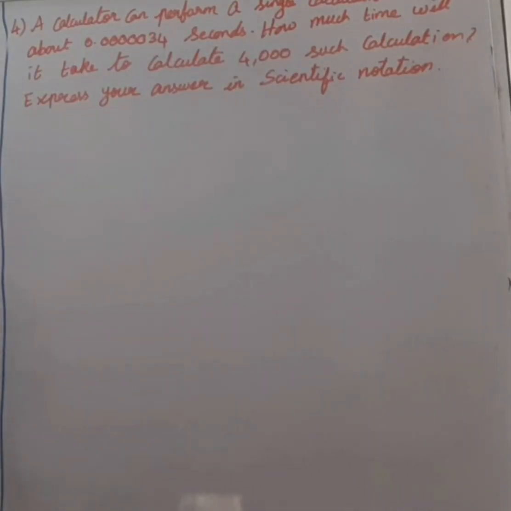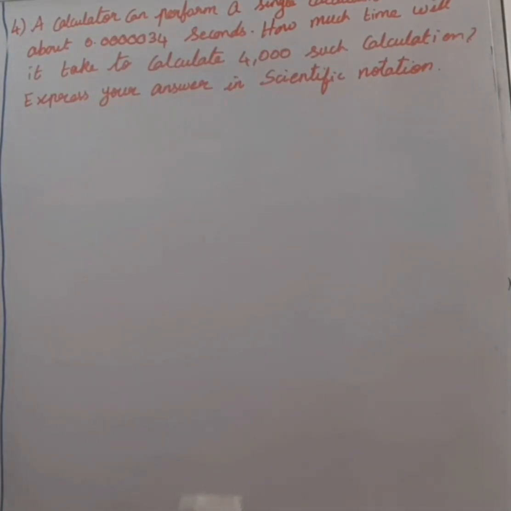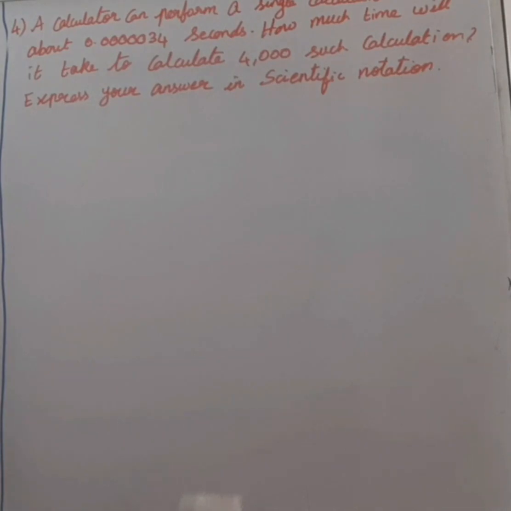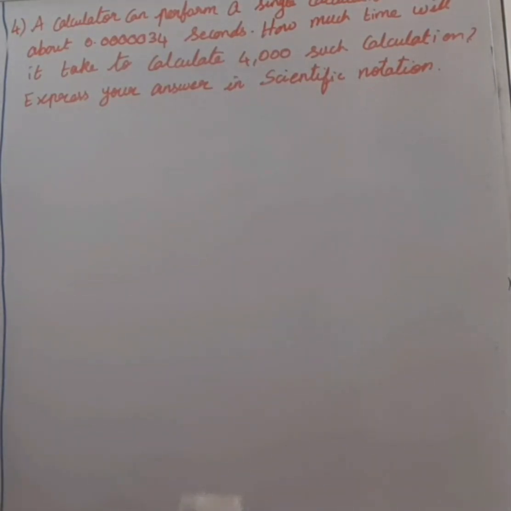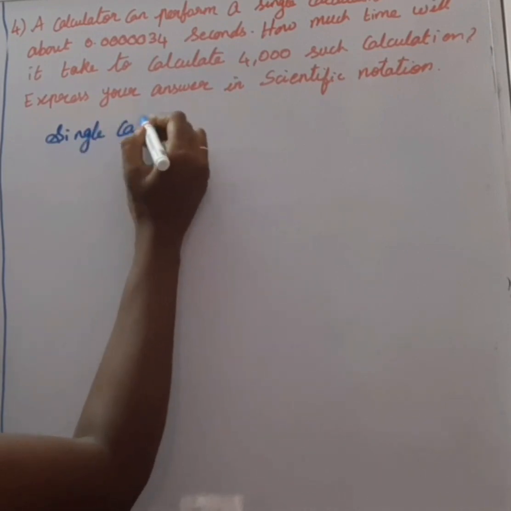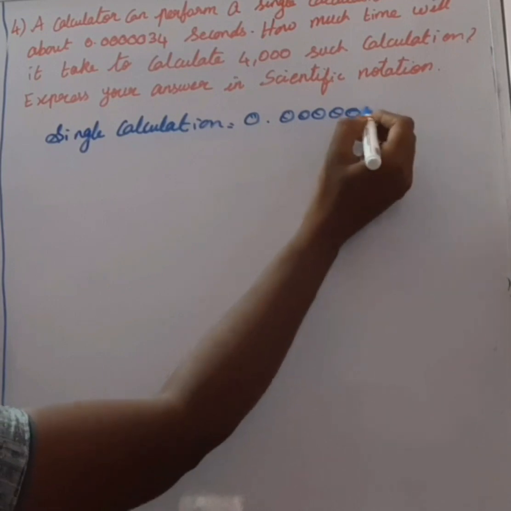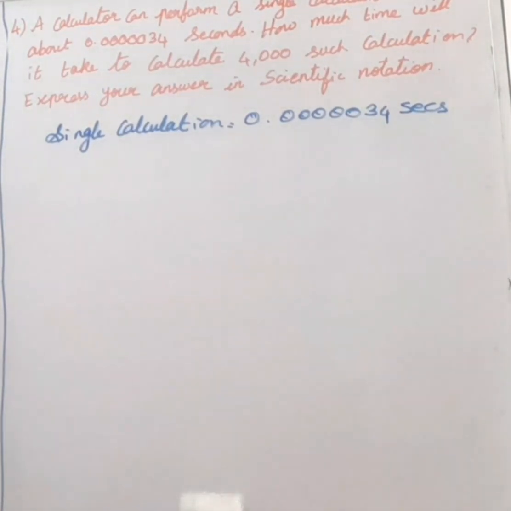A calculator can perform a single calculation in about 0.000034 seconds. How much time will it take to calculate 4,000 such calculations? Express your answer in scientific notation. First, they gave us that a single calculation takes 0.000034 seconds.